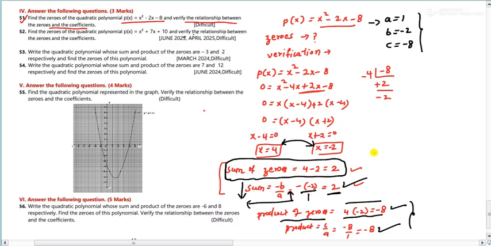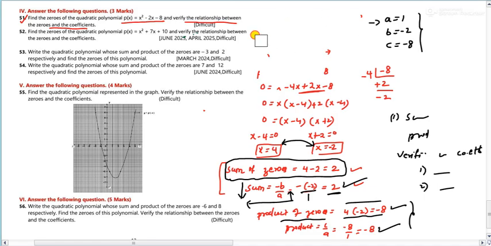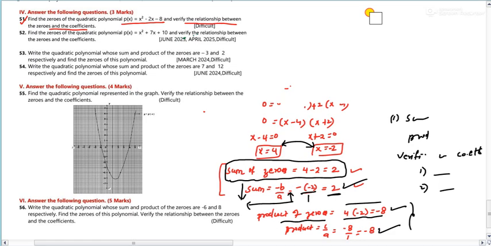So this is one method. In some books or with some teachers, they will first write the sum of the zeros and the product of the zeros, then do this verification using the coefficients. Even that is fine. You will get the same answer. So this question we'll do in the second method as well. Actually it is the same, but I have written it combined, that's all.